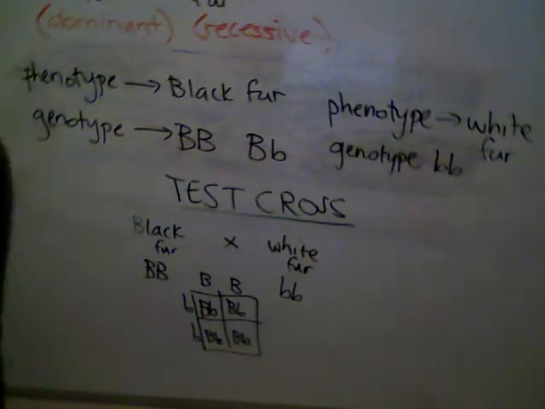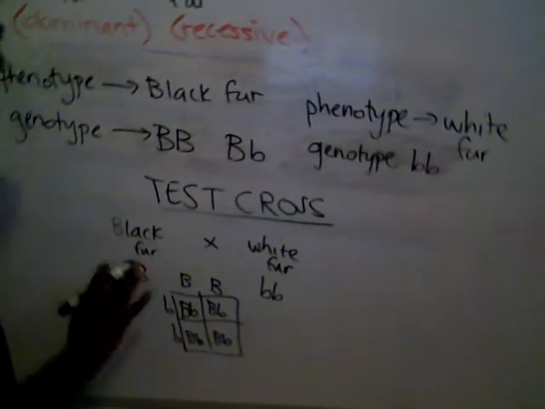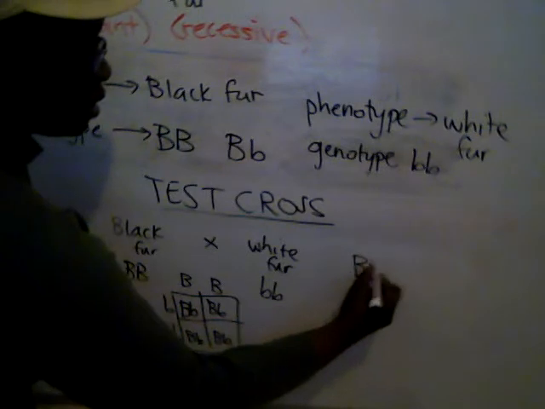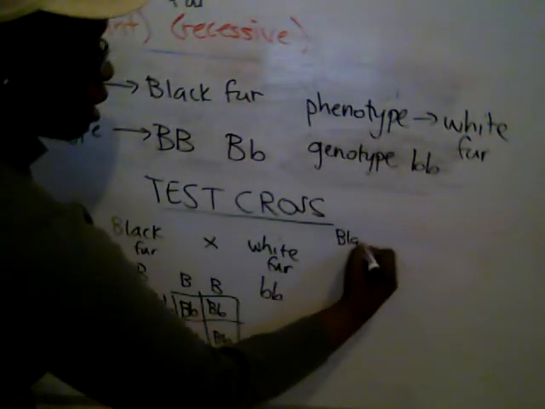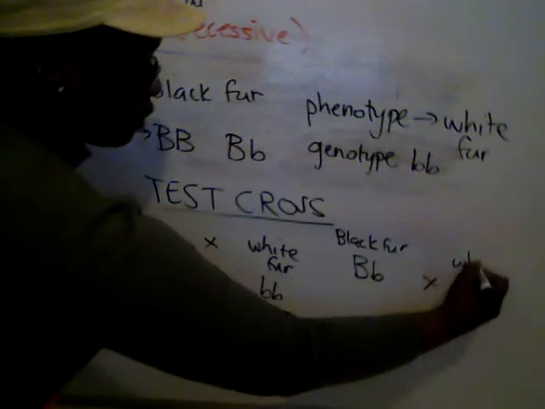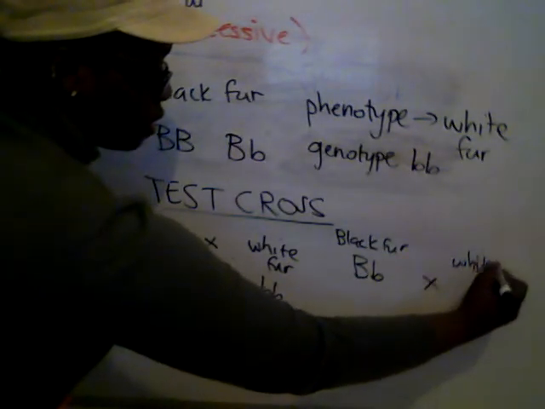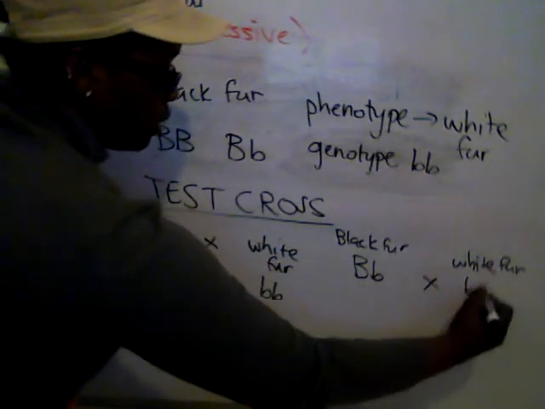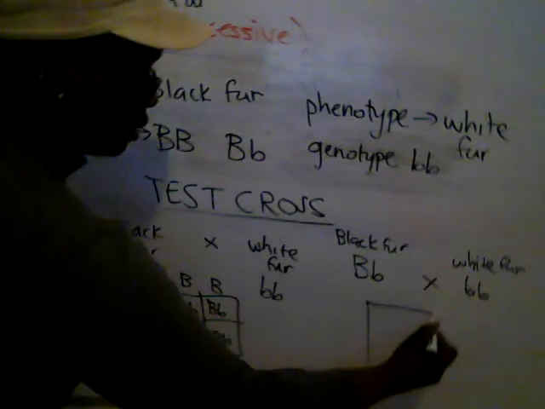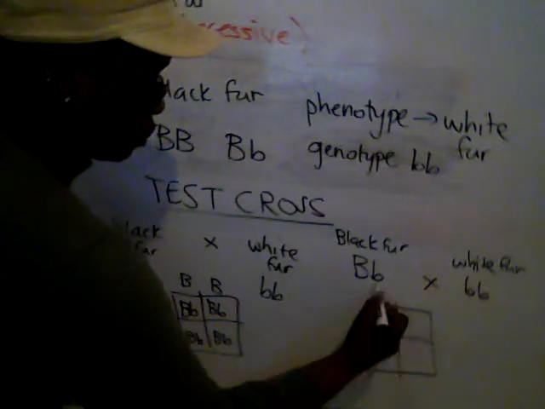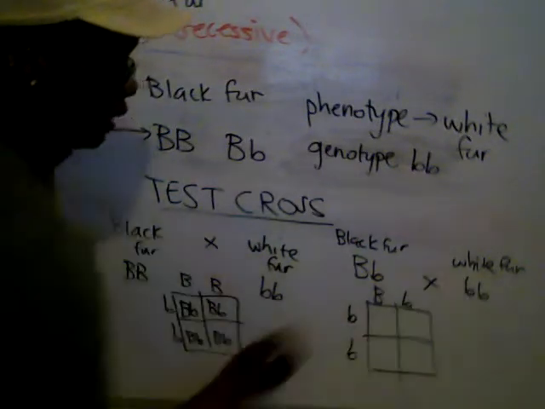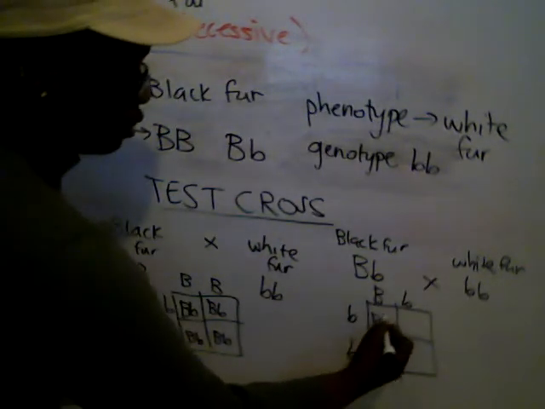Okay? All right, so let's look at the other scenario. Hypothetically speaking, let's now assume that the black fur was heterozygous. Let's assume that it was big B, little b. We are still crossing it with white fur, and we know white fur is little b, little b. Now in this case, when we do our Punnett square, we'll separate the big B, little b here, and we'll separate the little b's here. So now we see a little more variety.